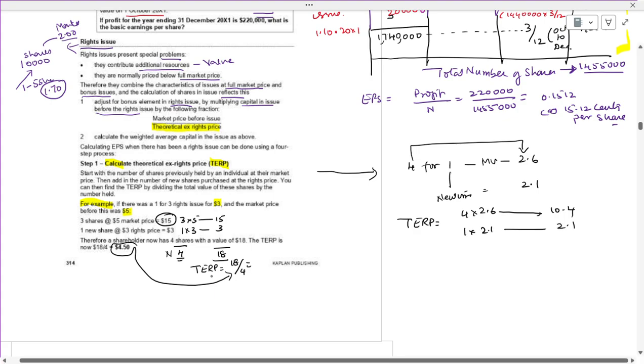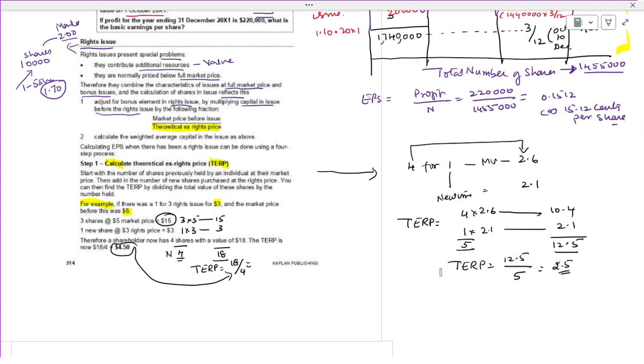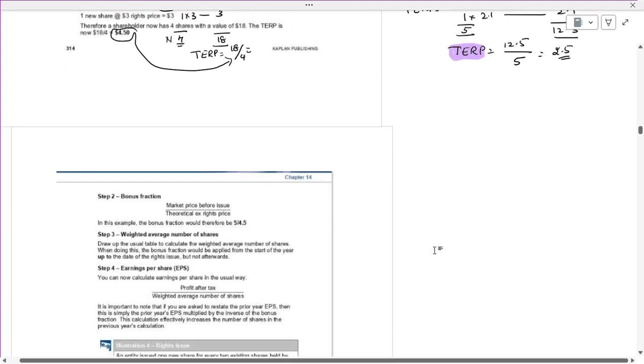Together that is 12.5. The theoretical X rights price equals 12.5 divided by the total number of shares. Total 5 shares are there. 12.5 divided by 5 comes to 2.5. Are you clear about this? Yes, doctor. This is the theoretical X price.